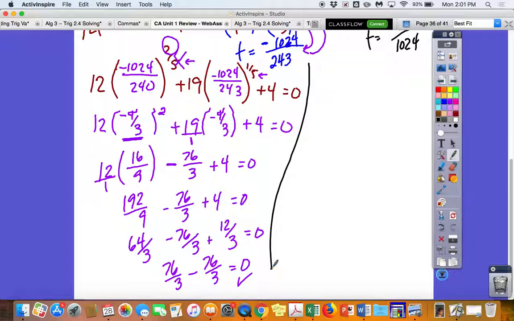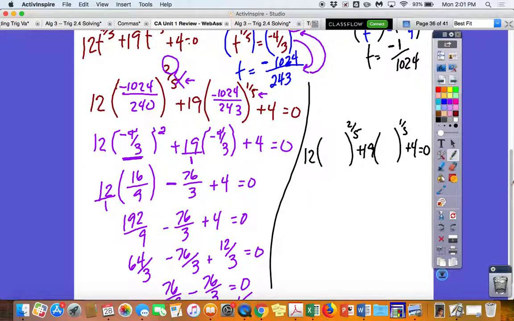All right, now I got to check the other one. I know, it's terrible. Okay, so this is 2 fifths plus 19, and this is to the 1/5 plus 4 equals 0. Okay, now what was the second answer? It was negative 1 over 1024. So negative 1 over 1024. I forgot the 10 part.